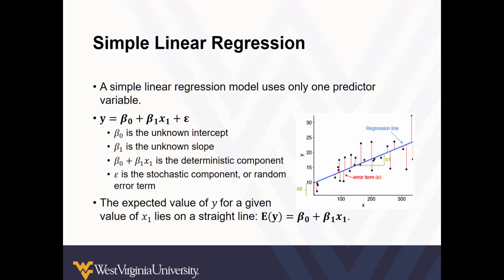And the model is expressed as the dependent variable being predicted by beta naught, which is the intercept. So that is the value of y when x is equal to 0. Beta 1 is the slope of the regression line. And then we have an error term that captures sort of the randomness, the differences between our observed variables and the values predicted by our regression line.